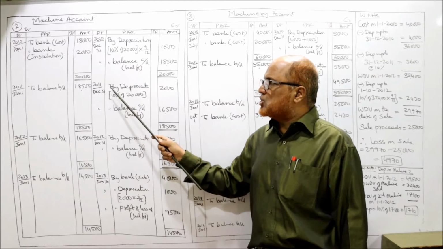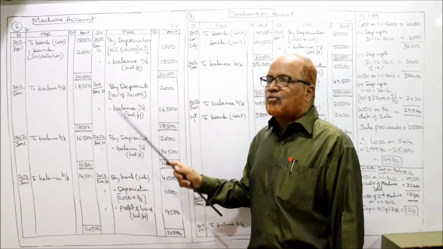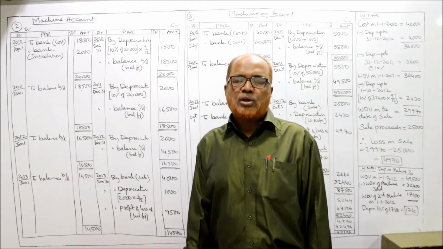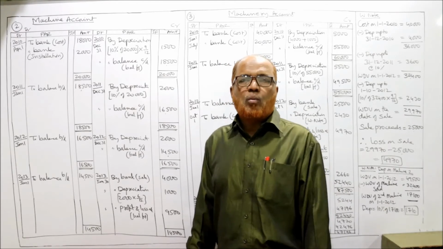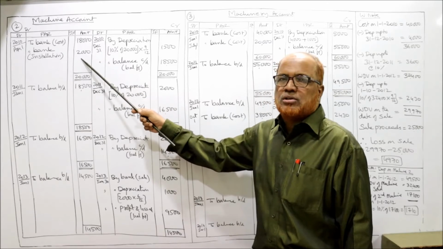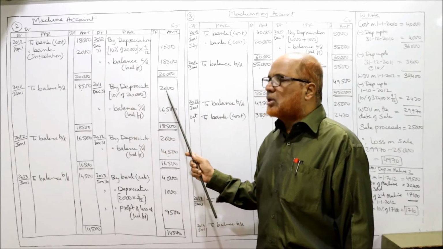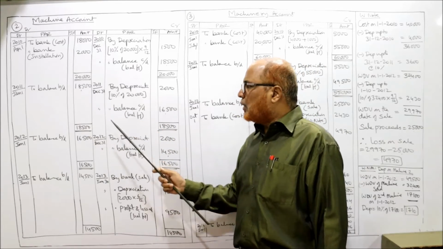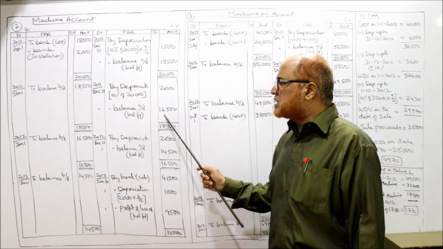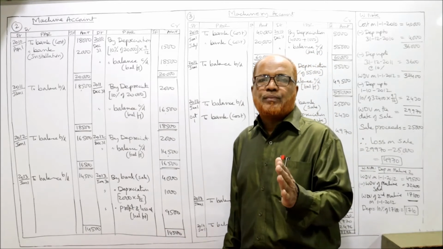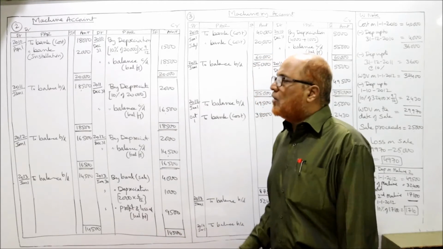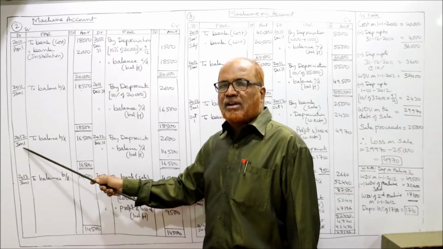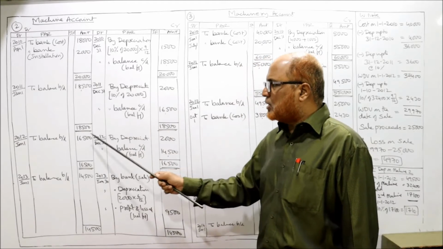Now second year depreciation. By depreciation 10% of 20,000. We are following original cost method, straight line method. So every year depreciation will remain same. What is the original cost of the machine? 20,000. So 10% of 20,000, 2,000 rupees is the depreciation. So debit side 18,500. So 18,500 minus 2,000, 16,500 is the closing value at the end of second year. Now we have completed 2011. Now 2012. 2012 January 1st, to balance brought down 16,500.